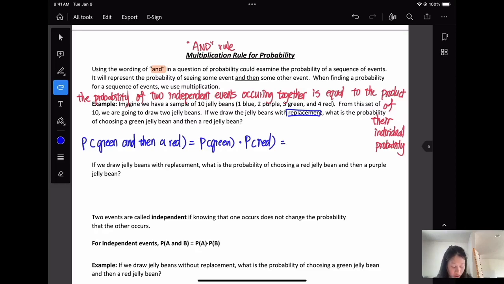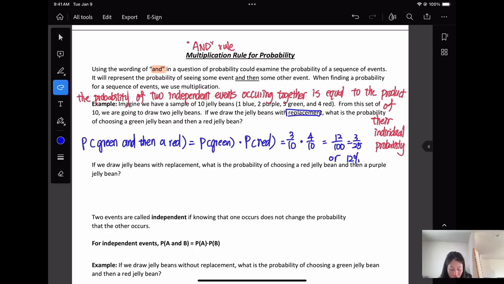So what's the probability of drawing a green bean? It's going to be 3 out of 10 times the red bean, which is 4 out of 10. So total combined is going to be 12 out of 100. You need to simplify it. So we've got 3 out of 25. Or you can write 12%, either way.